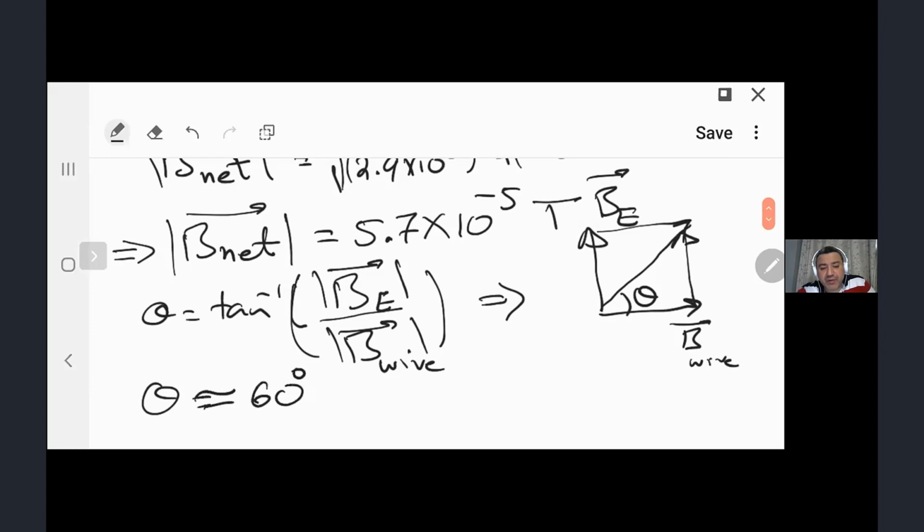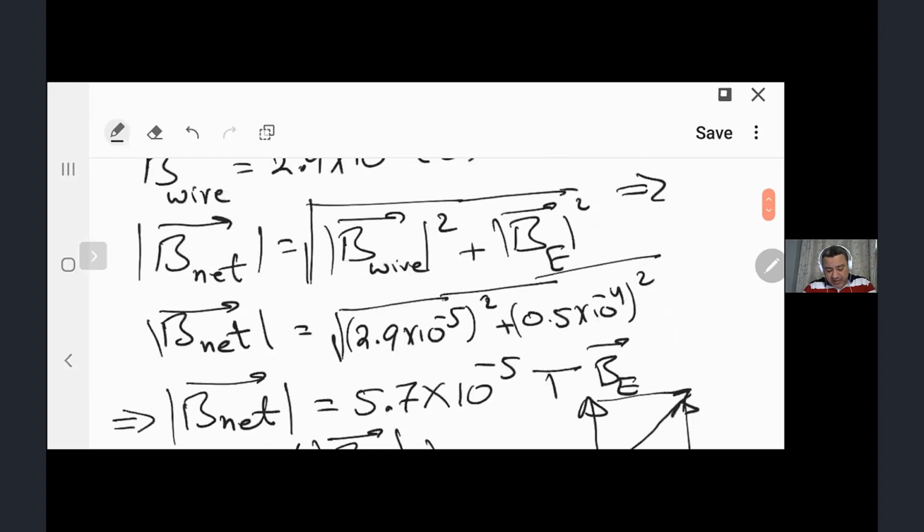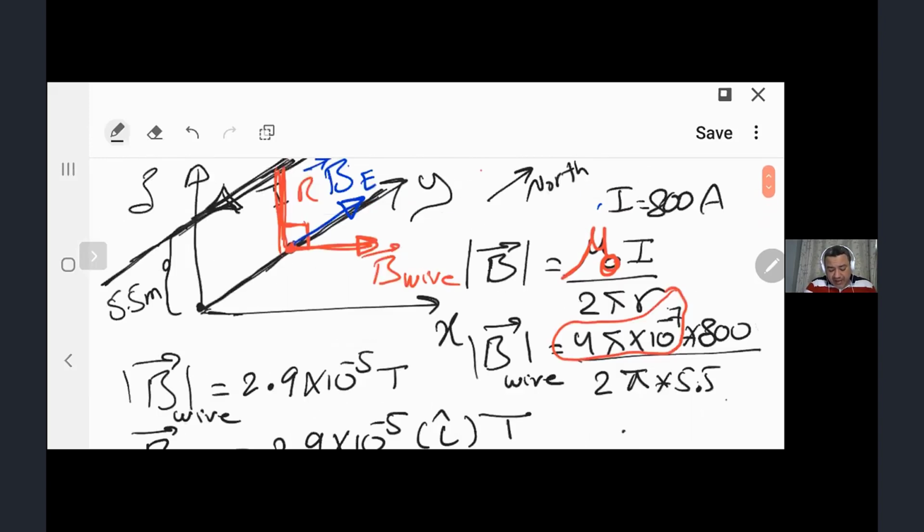BE is the magnetic field of the Earth. If you open your slides and read the question, the magnetic field of the Earth was given to me in the north direction. So this is how we calculated the total magnetic field due to the superposition of the magnetic field generated by the wire, which was going along the x-axis, and the magnetic field of the Earth that was going in the direction of the positive y-axis.